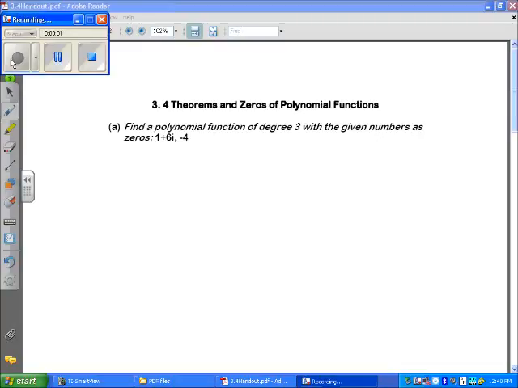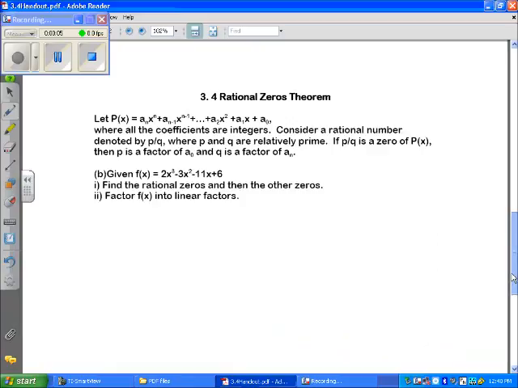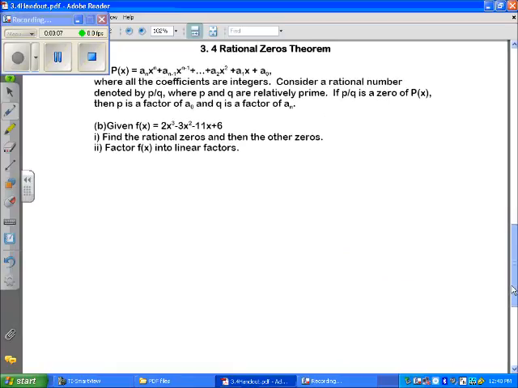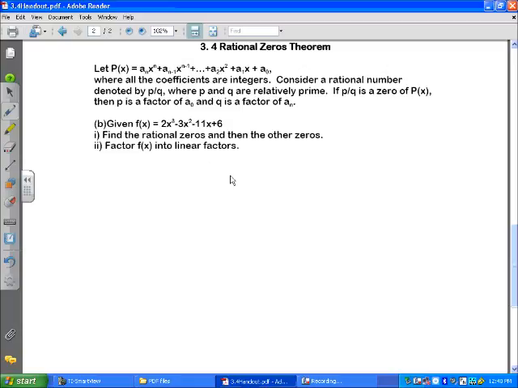Look at the worksheet 3.4, part B. It uses the rational zero theorem. It says we're given a function and we're asked to first list the possible rational zeros and then all other zeros, and then finally factor into linear factors. So let's start with the first part. Let's use the rational zeros theorem to list possible rational zeros.